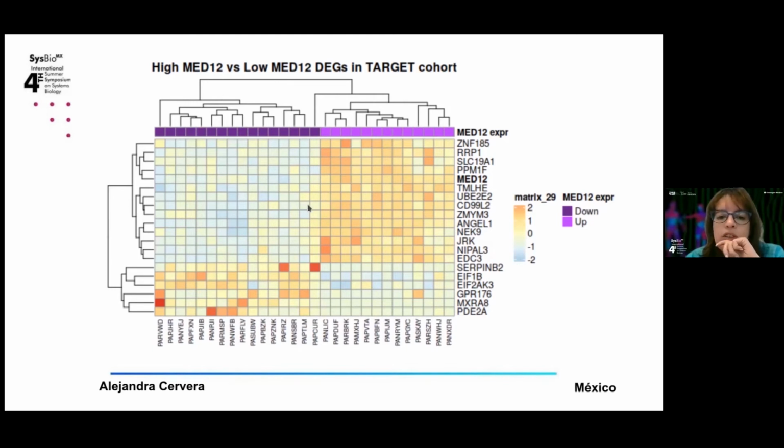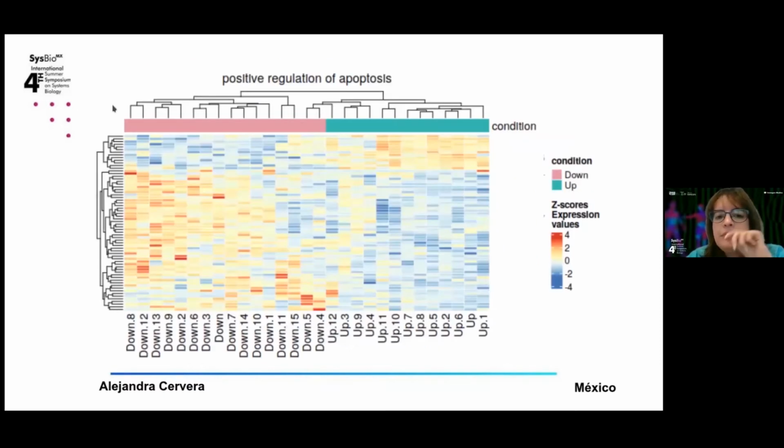Now that we have the whole transcriptome, we were able to do some pathway enrichment analysis. And one of the pathways that I think was the most interesting to look at was the positive regulation of apoptosis. Of course, this is a little bit hard to interpret, because we see that we have upregulated genes in both groups of patients. TP53 is actually on this upper part.